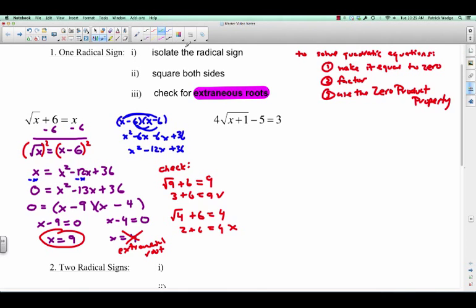All right, let's solve the second one here. The first step is to isolate the radical sign. We want to get this all by itself. Well, let's get rid of this 5. So it's minus 5. We'll add 5 to both sides. So you get 4, and then x plus 1 equals 8.